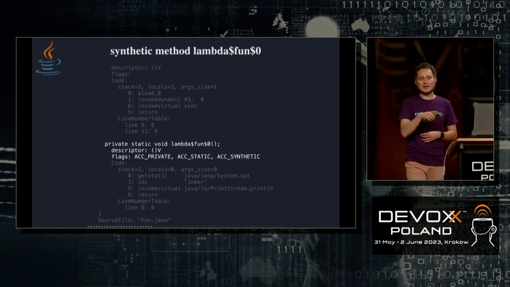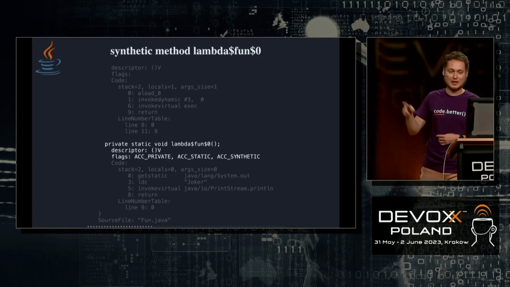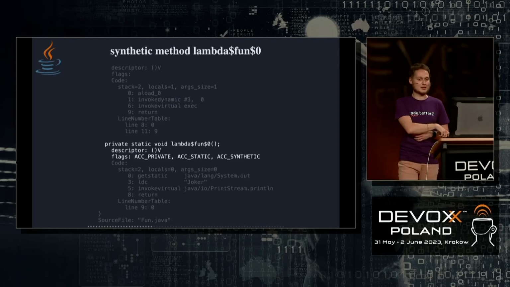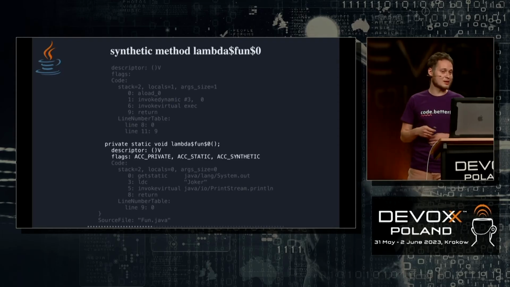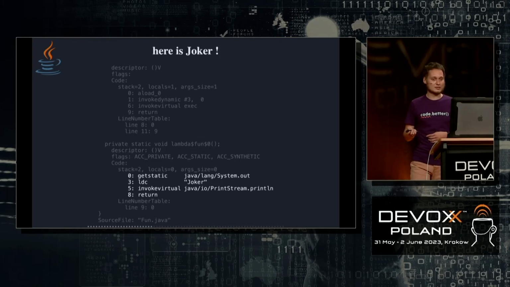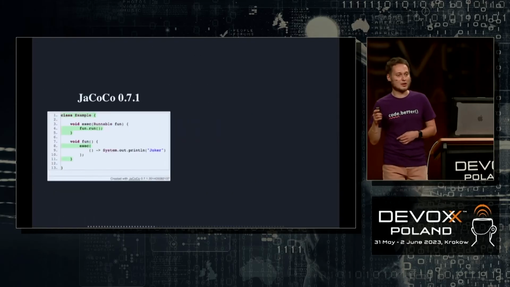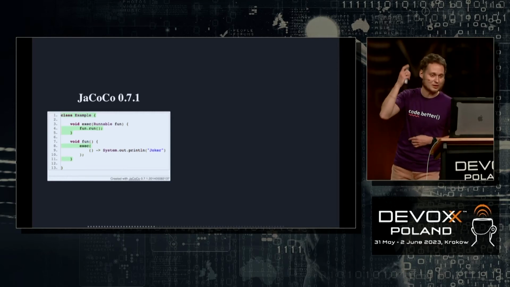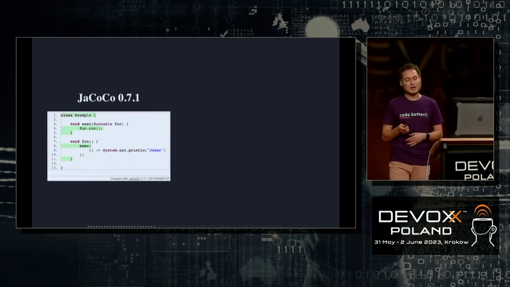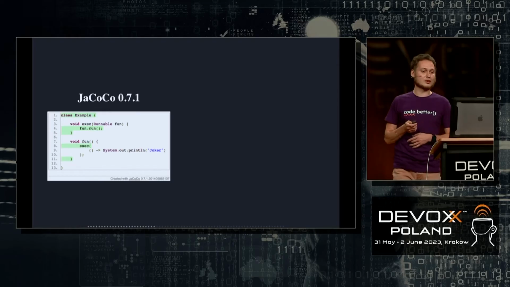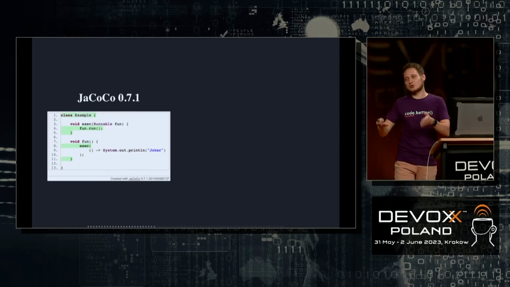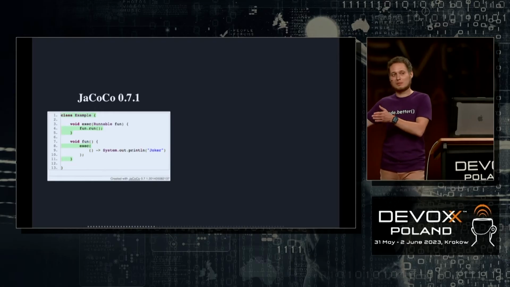Again, you should not be able to call it directly. It's the mechanics of lambdas, the internals of lambdas. As such, it is marked as synthetic. And here is our Joker, and here is our line number 9. So if we decide to ignore synthetic methods, we are going to ignore all lambdas. There was no coverage shown for lambdas in version 0.7.1 when lambdas just appeared. So what to do for our wonderful code coverage library? Well, we have to ignore all the synthetic methods except what?